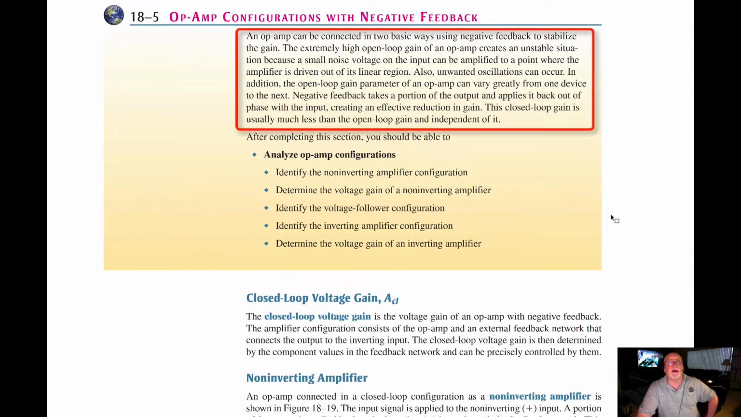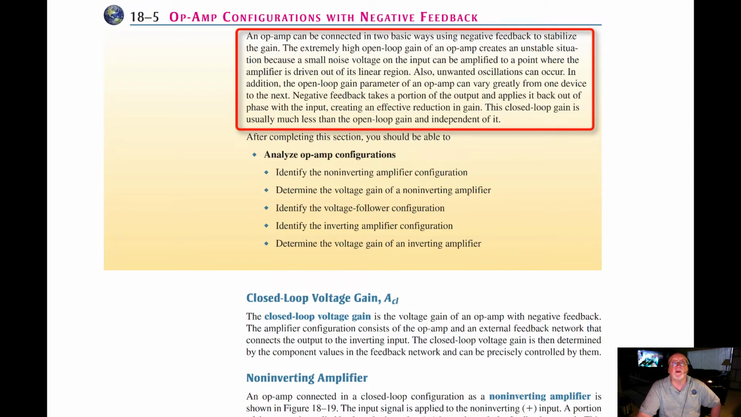Configurations with negative feedback. An op amp can be connected in two basic ways using negative feedback to stabilize the gain. The extremely high open loop gain of an op amp creates an unstable situation because a small noise voltage on the input can be amplified to a point where the amplifier is driven out of its own linear region. We saw that on the graph. Also, unwanted oscillations can occur. In addition, the open loop gain parameter of an op amp can vary greatly from one device to the next.